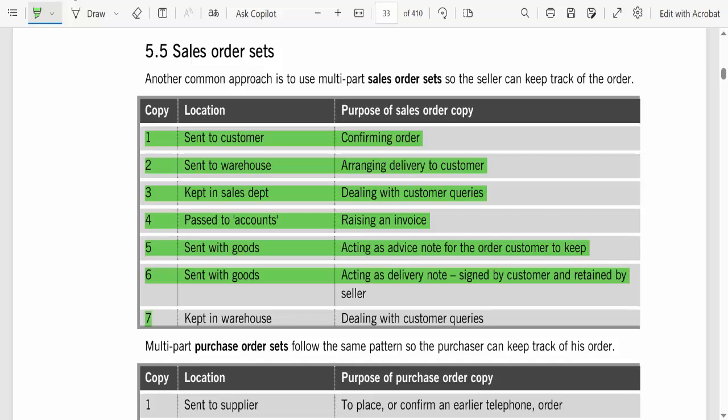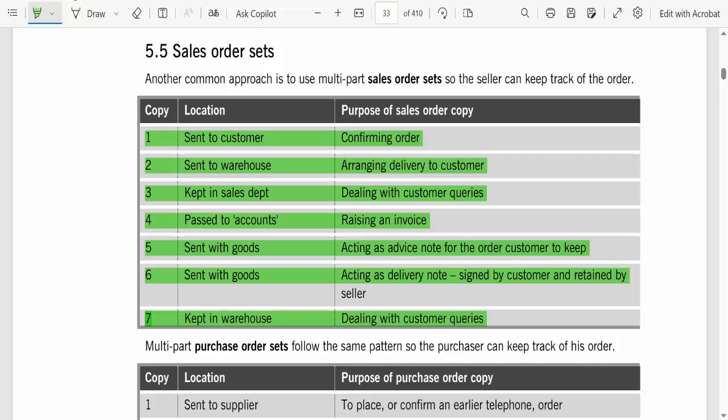7. Copy 7. Kept in warehouse, handling customer queries. Purpose: the warehouse keeps an additional copy to help answer any questions or handle issues related to the shipment. Example: if the customer reports that they received the wrong item or something was damaged, the warehouse can refer to this copy to double-check the order and manage purchase order sets.